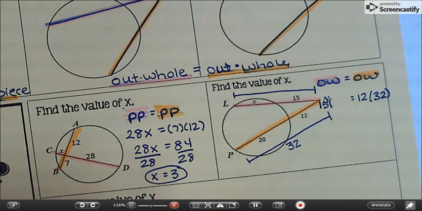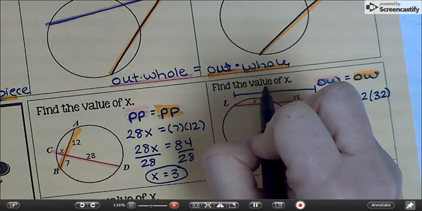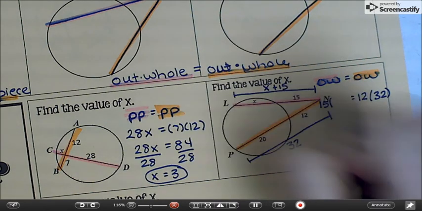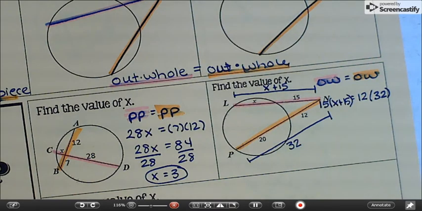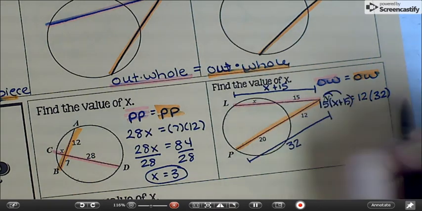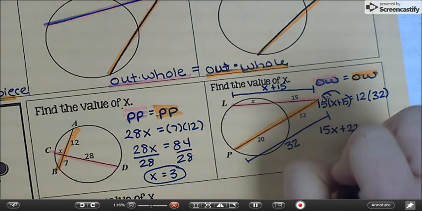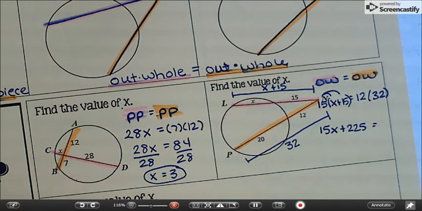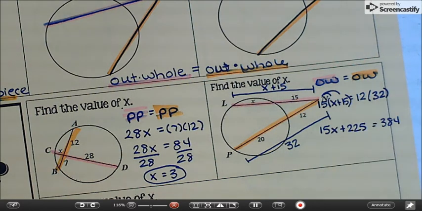Most people's first inclination is to say 15x. But over here, that doesn't make sense, does it? We did 20 plus 12. So we're going to do x plus 15 for the whole thing. All right, and we're going to distribute and simplify stuff. So right now we have 15x plus 225 equals 384. And then you know how to solve.